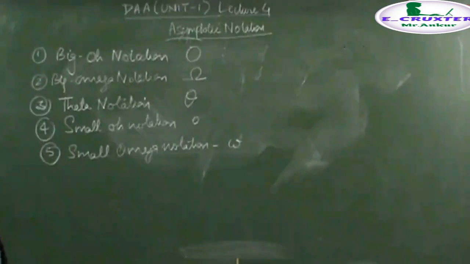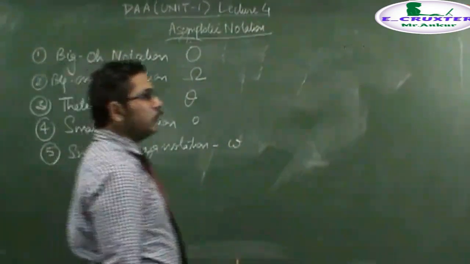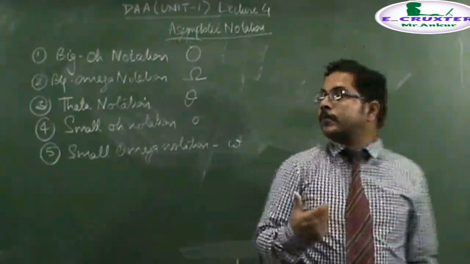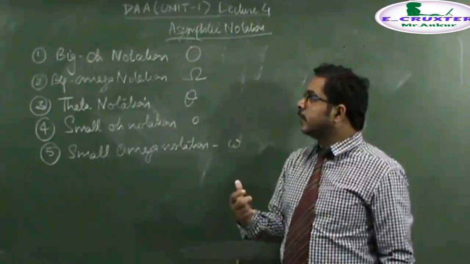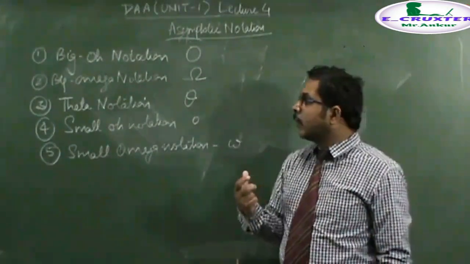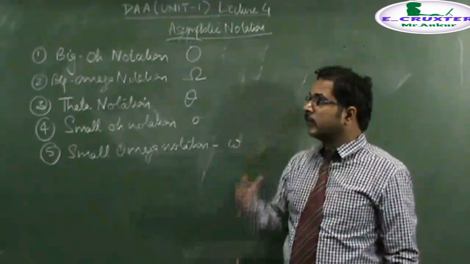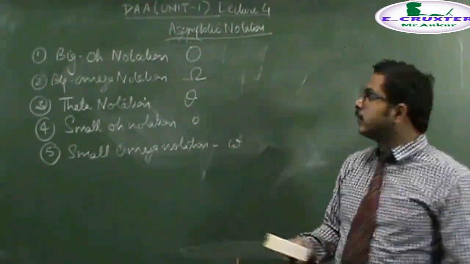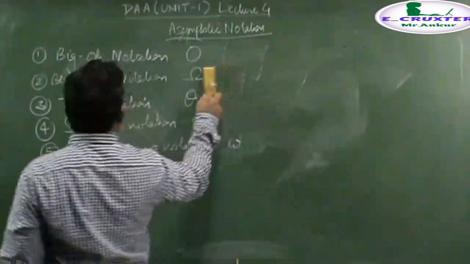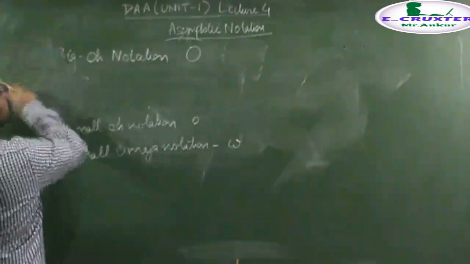These are the five types of notations which are used to define the upper bound of the algorithm, that is the maximum time, the lower bound, and the average bound. Now, first we will discuss the big O notation. Okay. First we will discuss the big O.